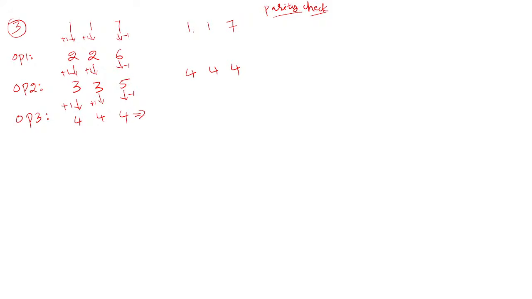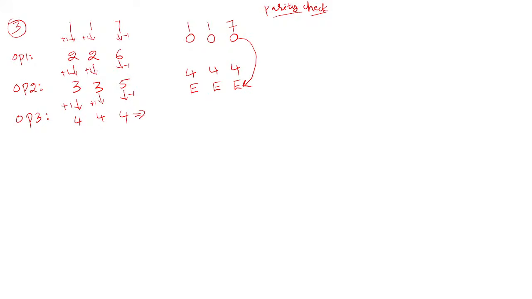Parity check means initially, now see here, what is this number? This is an odd number, this is an odd number, this is also an odd number. That means all the three numbers are odd initially. Then finally if they are equal, what happened? All the three numbers became even. So that means from odd parity they all have changed to even parity. If all the numbers have odd parity, then it is possible. Once the numbers become equal, their parity changes to even parity. This is one test case.